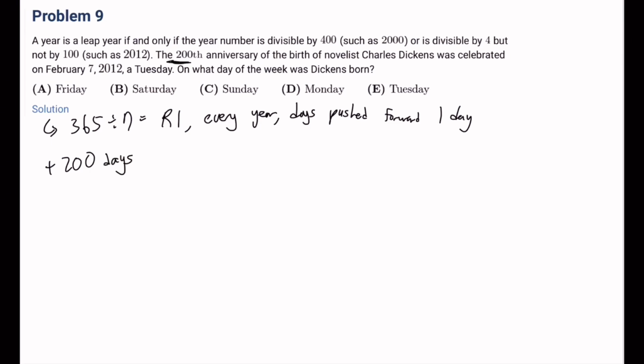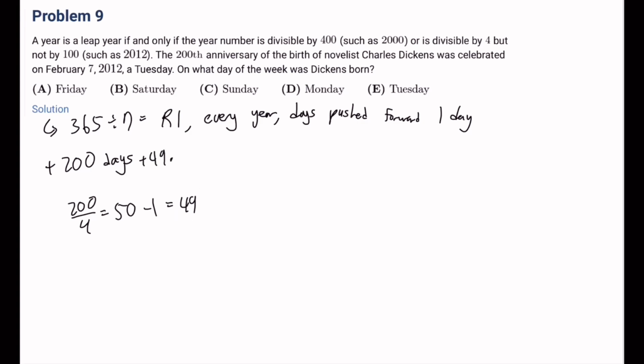And 200 divided by 4, this is 50, and we have to subtract 1, because we know that 1900 is divisible by 4 and 100, but not by 400. So that means 1900 is not a leap year. So although it's divisible by 4, it's not a leap year, so we have to take that out. That's why we have this minus 1 here. So this is going to equal 49. And so we have to add 49 more days.